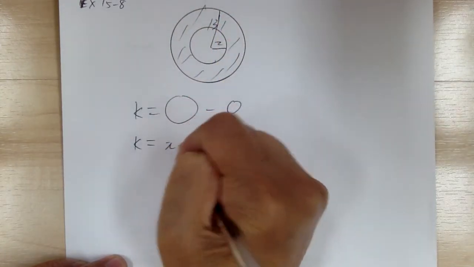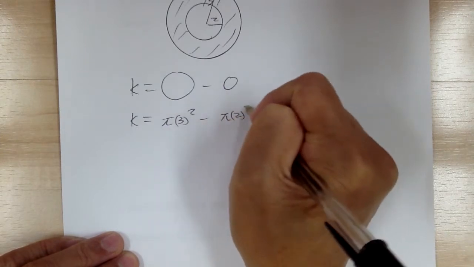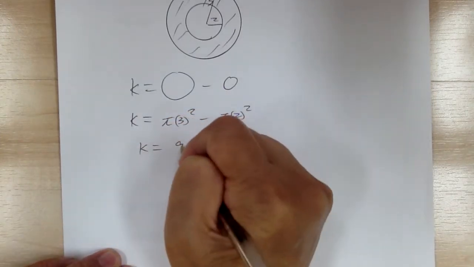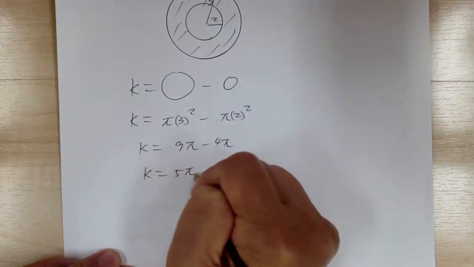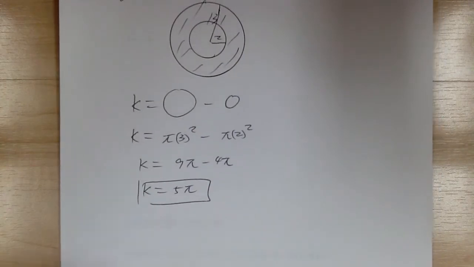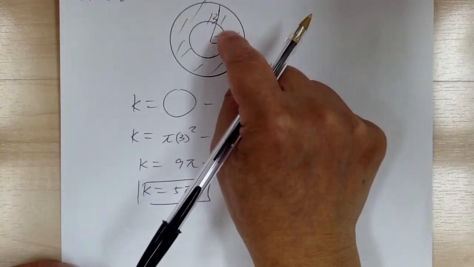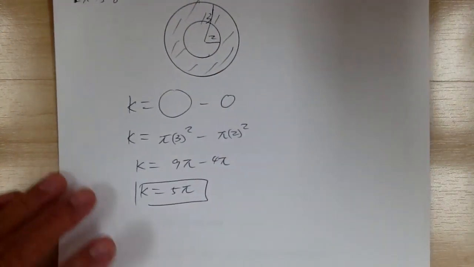Okay, so it would be pi r square minus the inside pi r square. So area will equal 9 pi minus 4 pi. So area will equal 5 pi. Okay. And the donut is called the annulus. Okay, let's go to example 15-9.